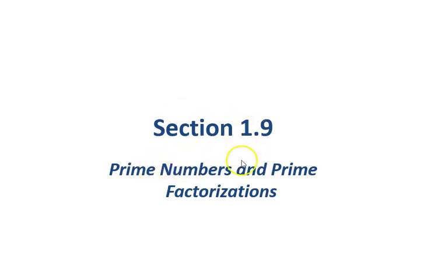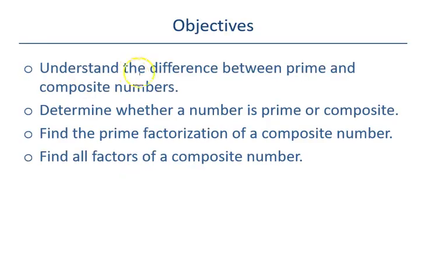1.9 Prime numbers and prime factorizations. Okay, understand the difference between prime and composite numbers. Determine whether a number is prime or composite. Find the prime factorization of a composite number. And find all the factors of a composite number.